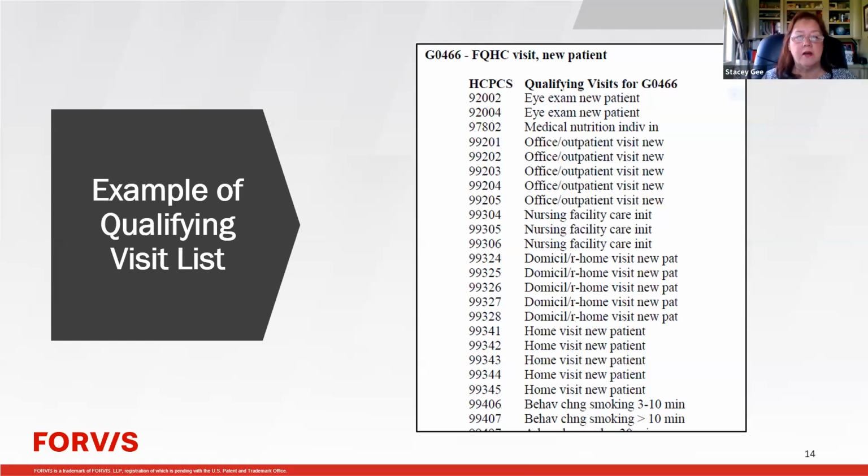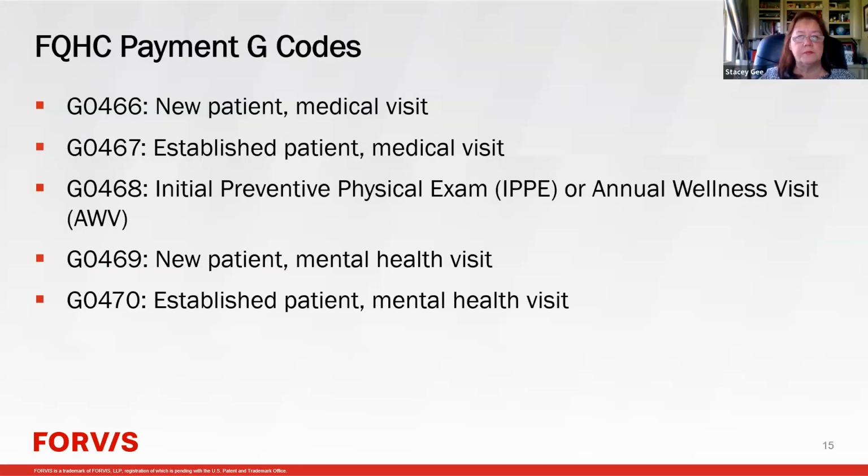So if you submit a claim to Medicare with 92002, which is an eye exam for a new patient, the expectation is on that same claim, you're going to see the payment code of G0466. So just a visual there.